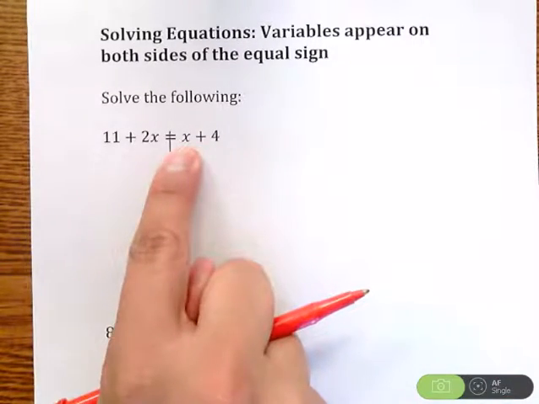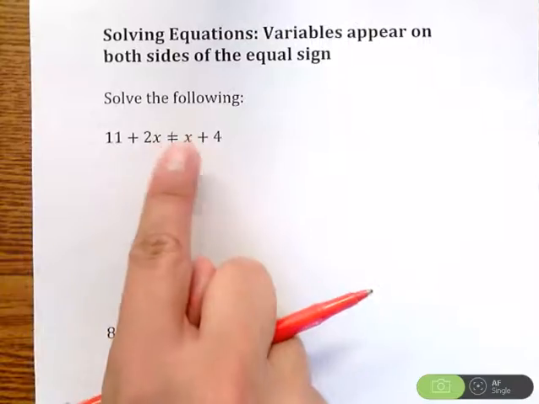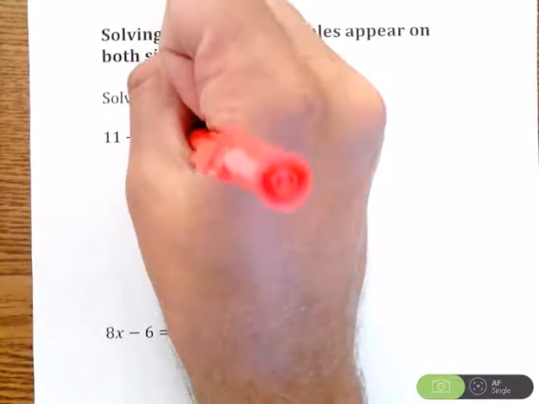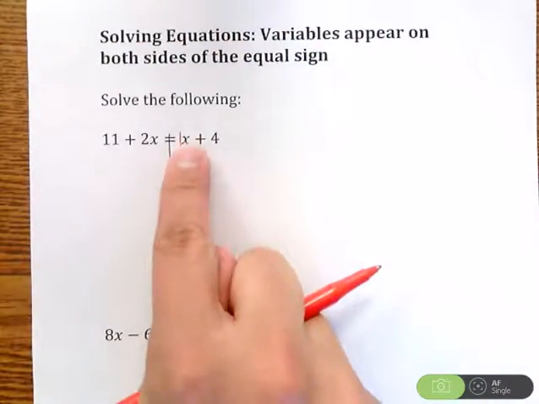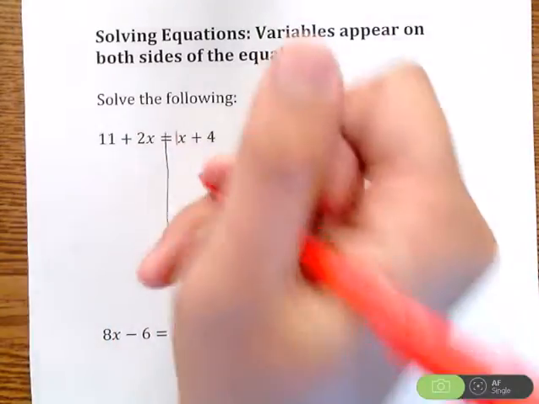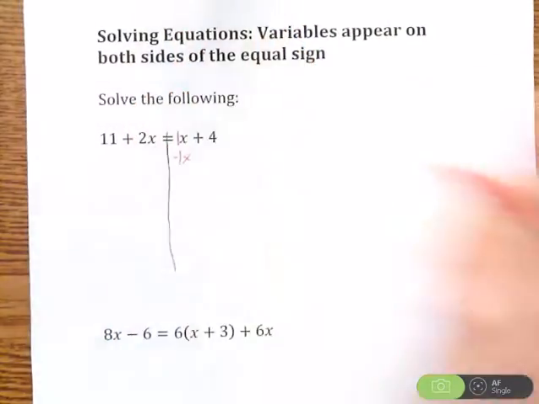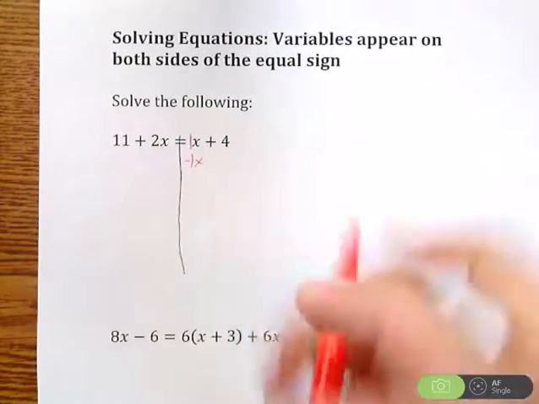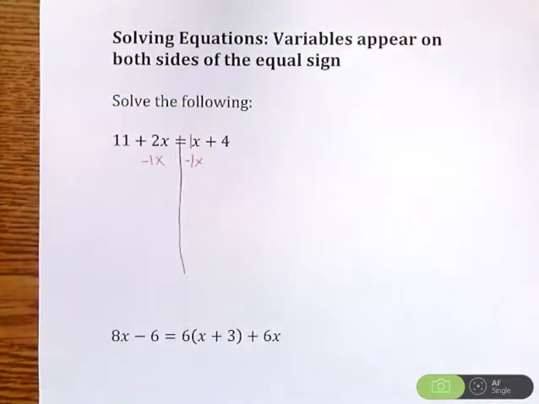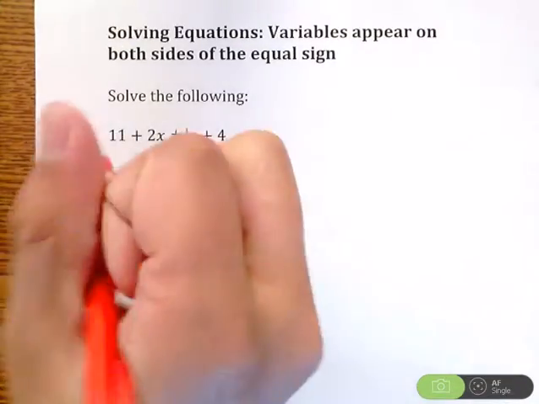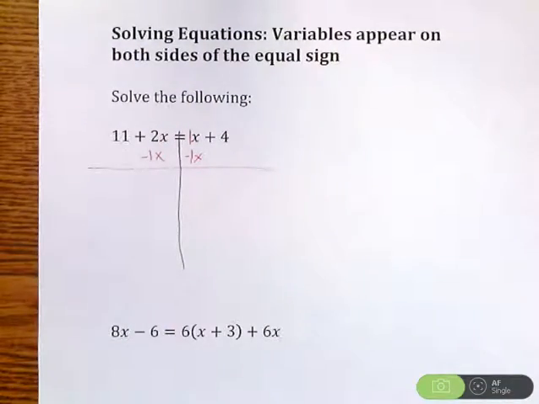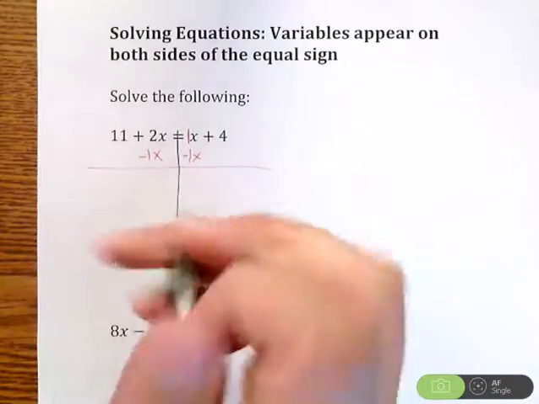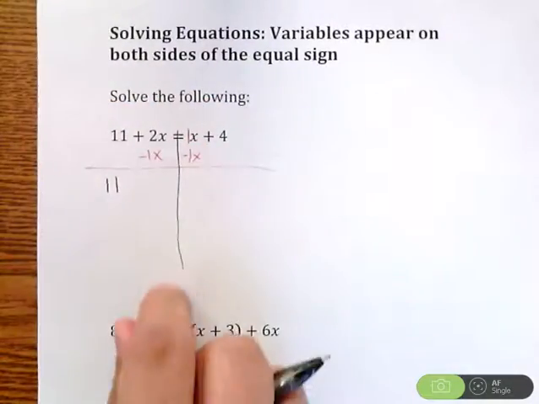The 2x over here is much bigger than the 1x on the right. So I'm going to move the 1x towards the bigger of the two. I'm going to subtract 1x. And if I do it on the right side, I need to subtract 1x on the other side as well. So we're going to get these x's together. I didn't touch the 11, so that stays the same.